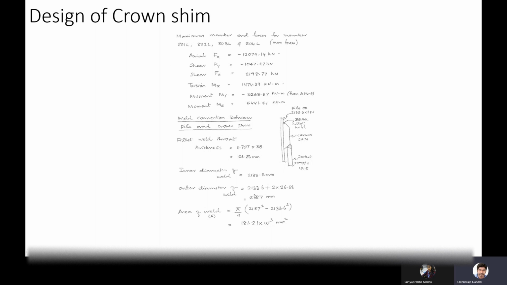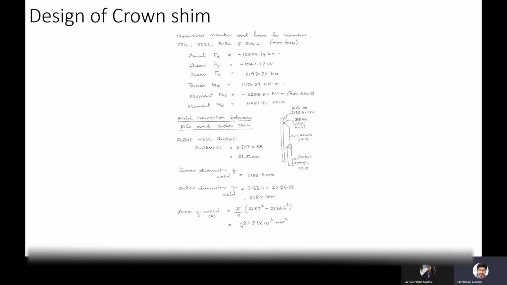So now we know the diameter of the weld. Now consider this weld as a tubular. Like that we now calculate the sectional property of this weld. Now we know the diameter of the weld and the thickness of the weld. From this we can calculate the area of the weld. This is the area of the weld, and this is the shear area of the weld. Shear area, we know, is 0.5 of the area.